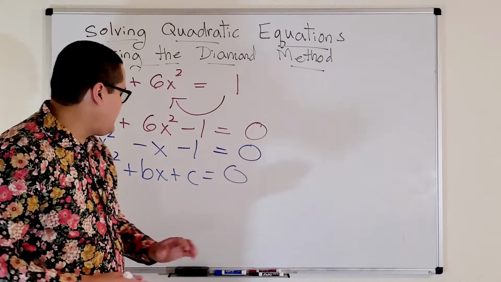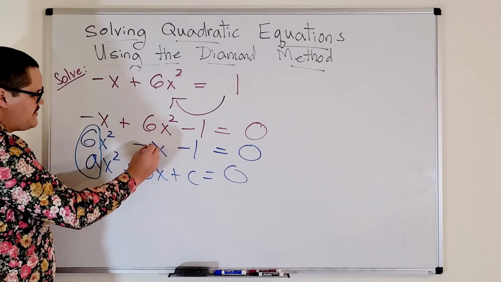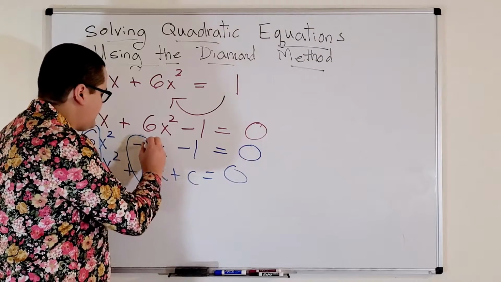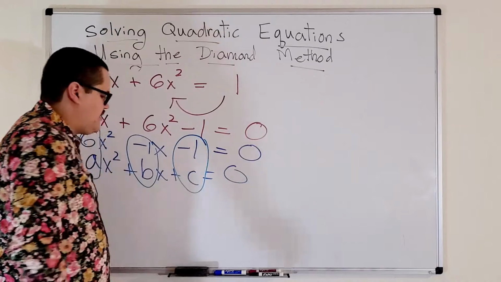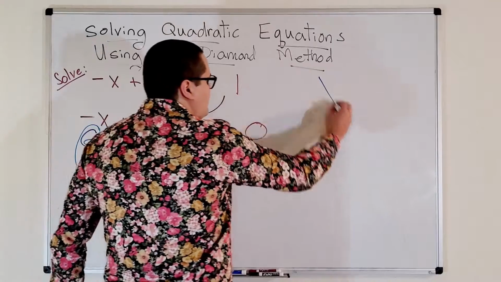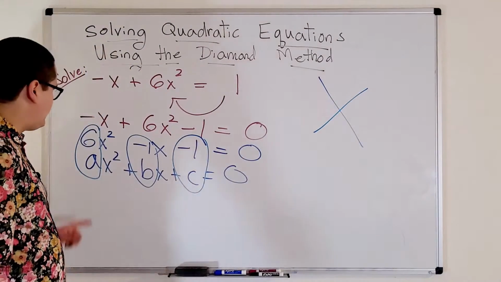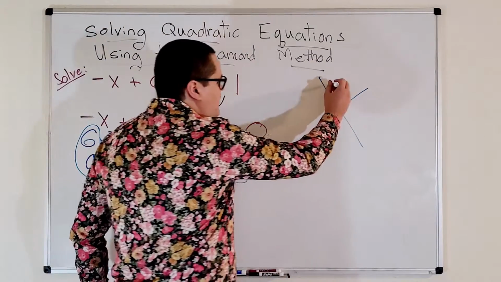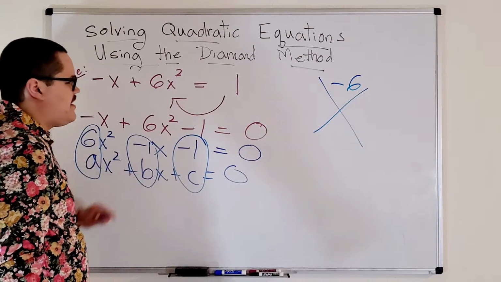So now a is 6, b is negative 1, because remember negative x is the same as negative 1 times x, and c is also negative 1. Next, our x. So on the top part, we do a times c. So a times c, 6 times negative 1 is negative 6. The bottom part, we do b, negative 1.